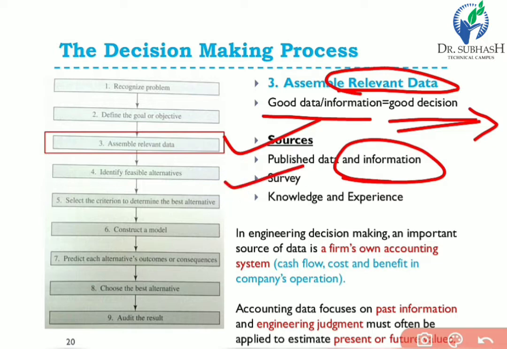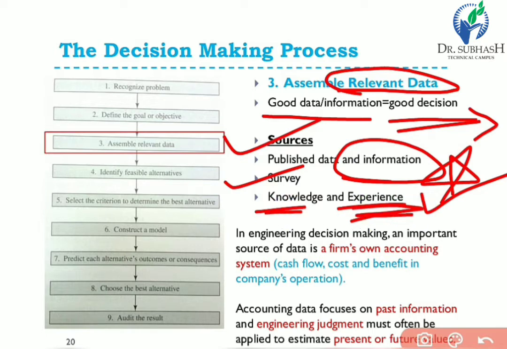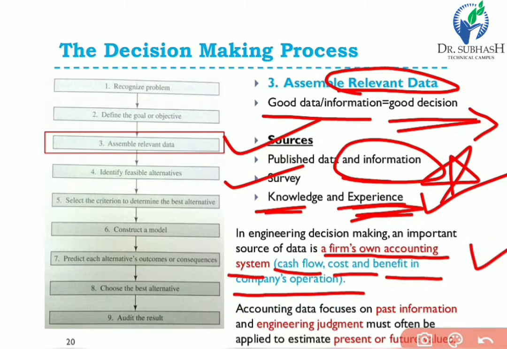Second one is survey. Survey of people or survey of a company. It is also reliable data for our problem. Third one is knowledge and experience. It is most useful. It gives good data from the knowledge and experience of the employees and the people who will give data. In engineering decision making, an important source of data is the firm's own accounting system, cash flow, cost and benefit of the company's operation. The data will be collected from there.